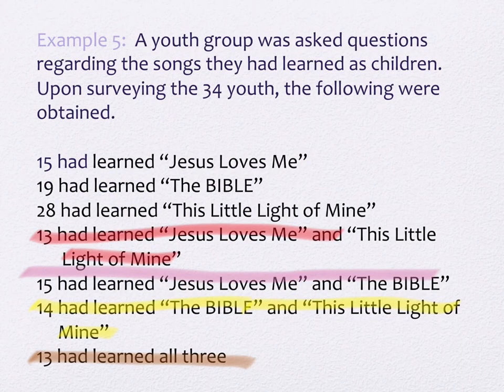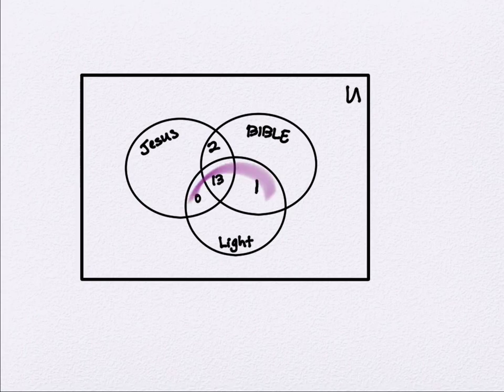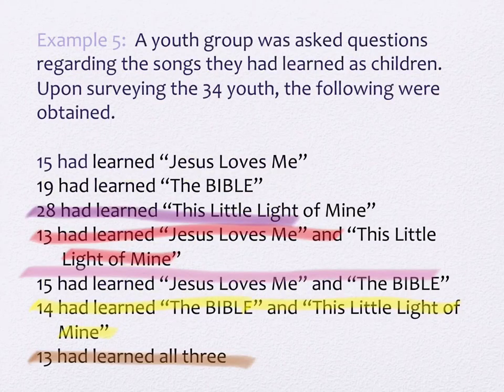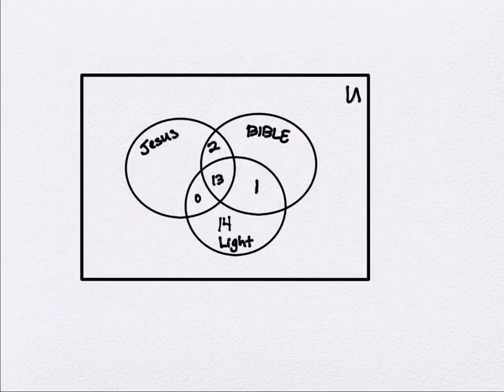Now what? Sure. You can't always just go up the line, but this one works really nicely to do so. 28 had learned This Little Light of Mine. So This Little Light of Mine is this entire circle. It's supposed to be 28. So I need 14 more out here. Very good. Then what? 19 for the B-I-B-L-E. Okay, so that's 19 right here. How many are already there? 16. So how many am I missing? 3.